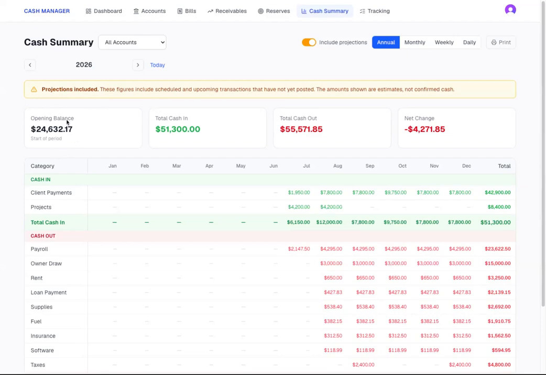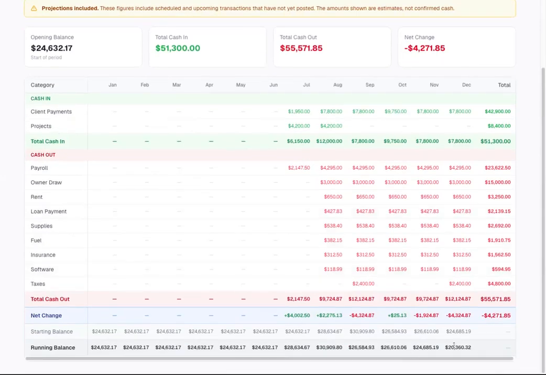What we have right now is our opening balance of the accounts that we entered. Throughout the rest of the year, we're anticipating that we're going to receive $51,300 in cash and $55,571.85 that we have to pay out, which gives us a difference, which means we spent more out than we took in, of $4,271.85. However, because we had money in the accounts at the beginning of the year, we're not going to be in a negative cash balance.